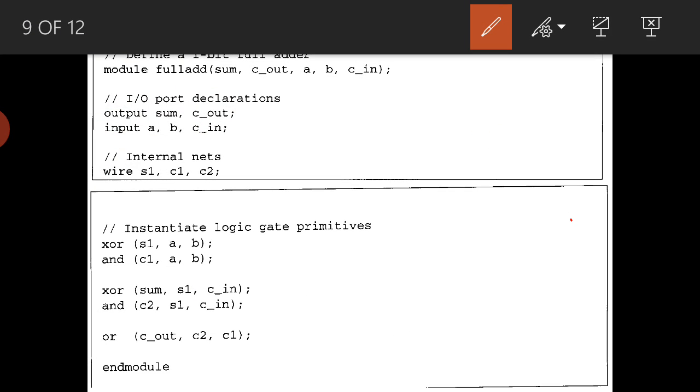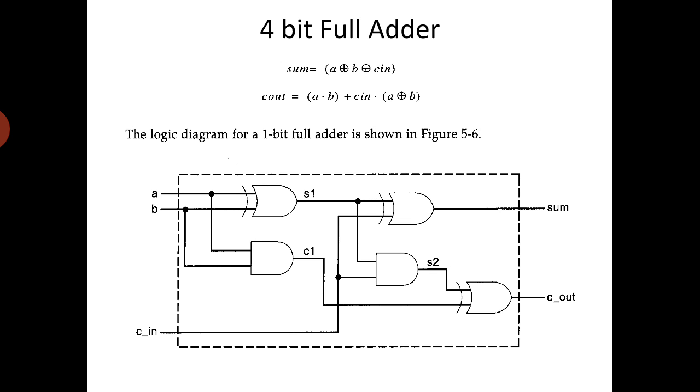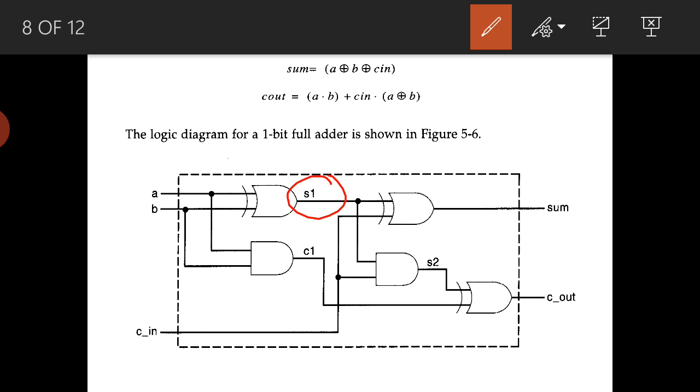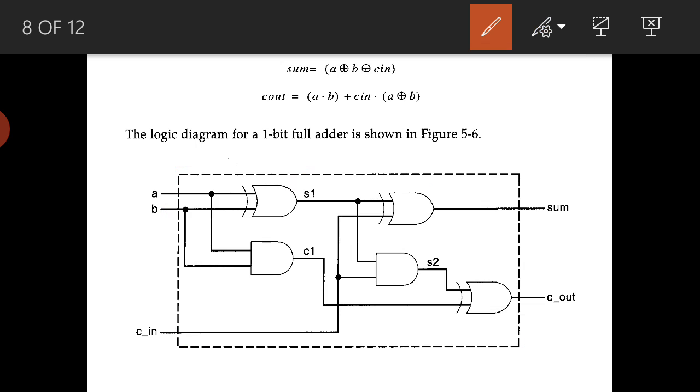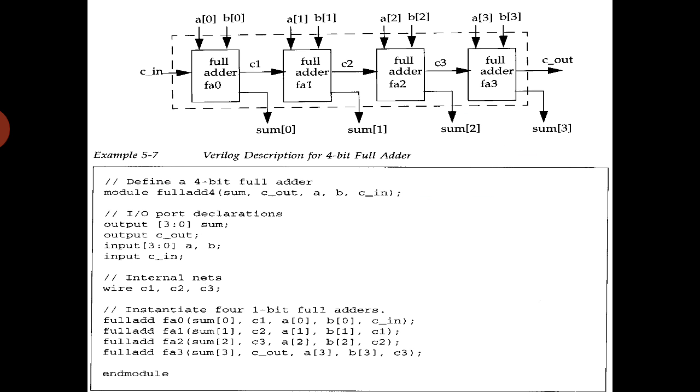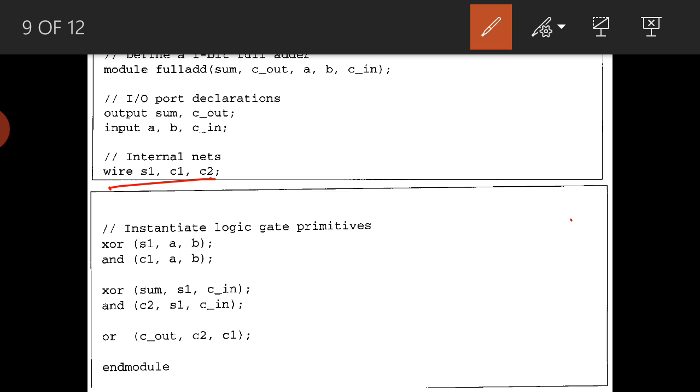Then, how do we need to declare the wires? S1 is an intermediate signal, C1 is intermediate, C2 is intermediate, S2 is intermediate, meaning we are not seeing these outputs outside this dotted line. So these S1, C1, C2, S2 are intermediate signals, and we must declare them as wires. The same thing we are doing here: S1, C1 and C2 we are declaring as wires.